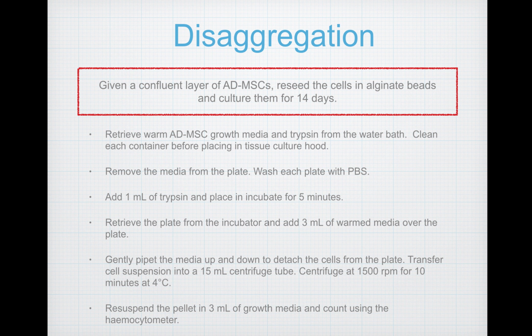When it's done, you should see a pellet at the bottom of your centrifuge tube. And just like we showed you in the previous labs, you'll need to remove the media, so aspirate the pellet, and resuspend it in 3 milliliters of growth media, and count the number of cells per unit volume using the hemocytometer.